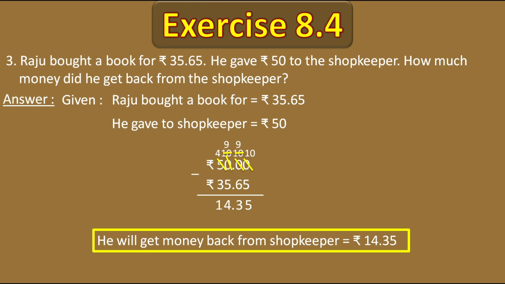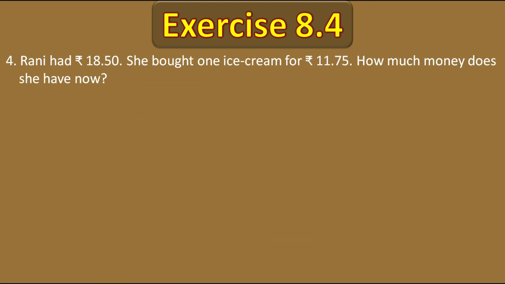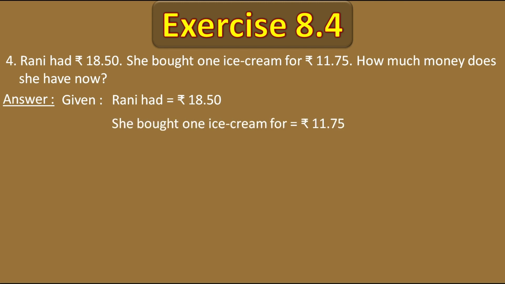Let's move to the next question, that is the fourth one. Rani had rupees 18.50. She bought one ice cream for rupees 11.75. How much money does she have now? Okay, so let's first write the given things. Here the given is Rani had rupees 18.50 and she bought one ice cream for rupees 11.75. Now to know how much money she has, we have to subtract this 11.75 from this 18.50.